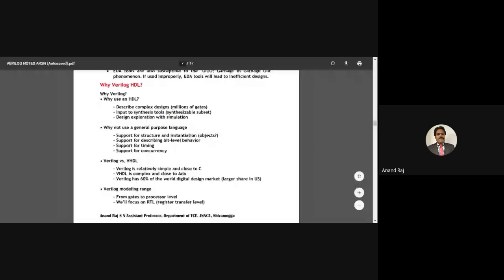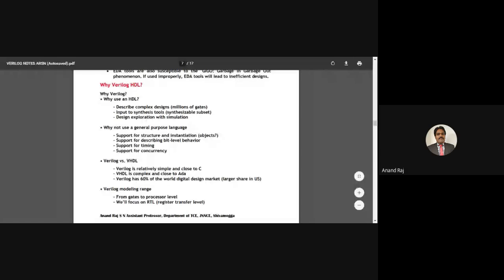Why do we have to use Verilog? It is used to describe complex designs and as input to synthesis tools. You can easily input the synthesizable subset, and explore with simulation. So we can simulate and see the output.